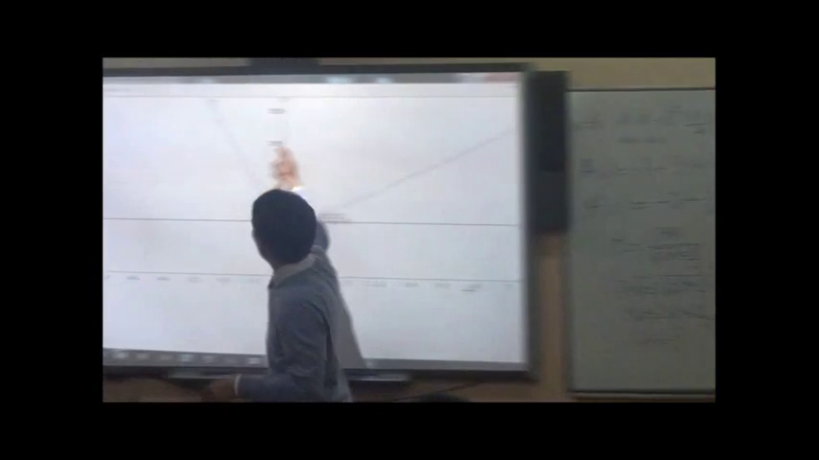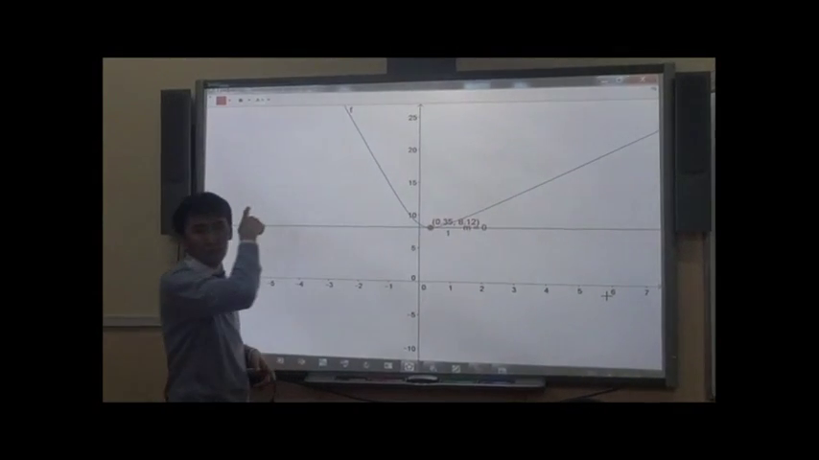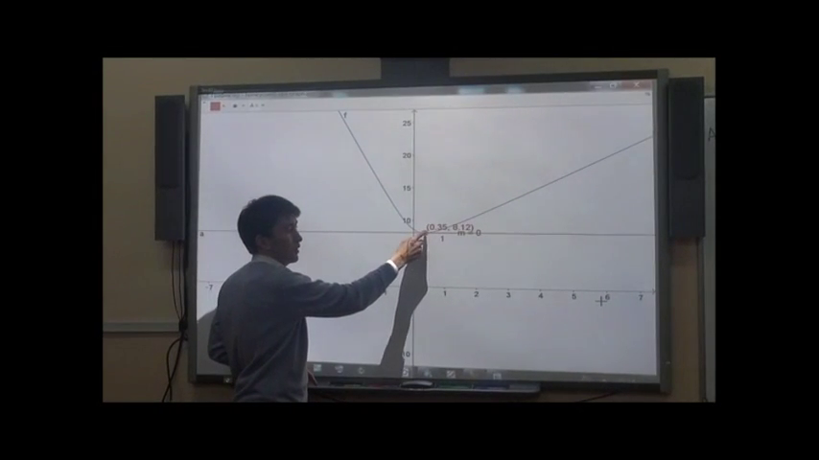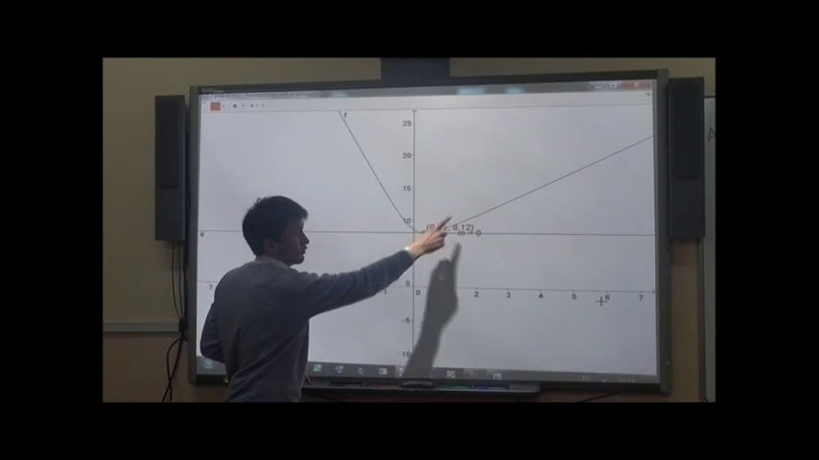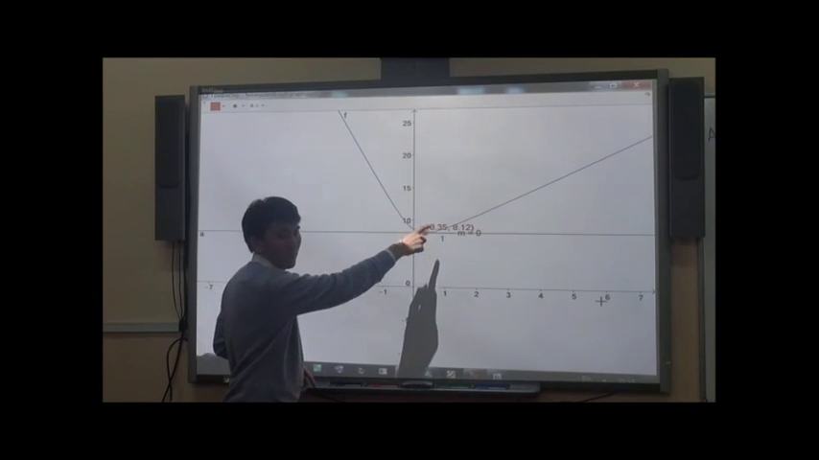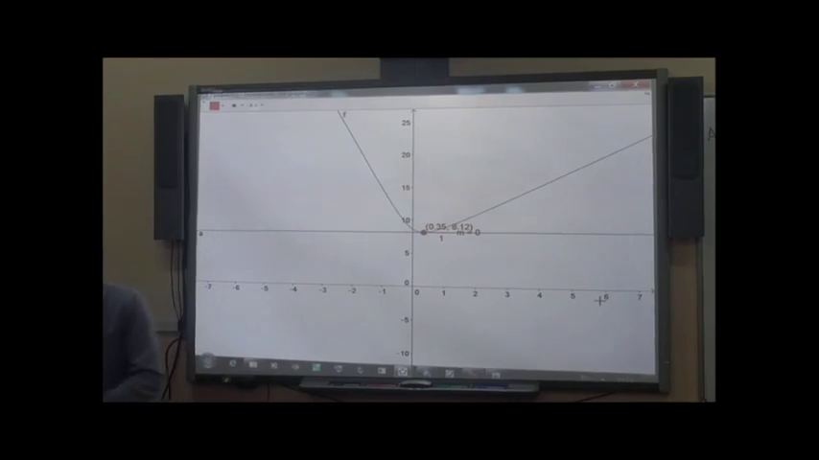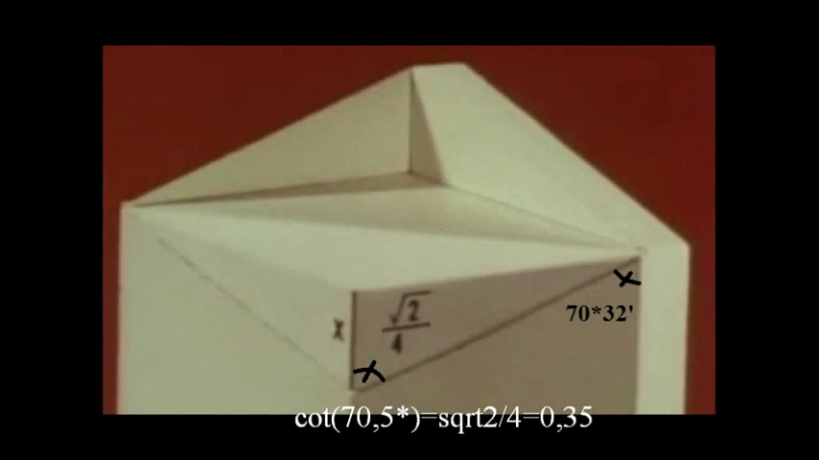As you see here on the graph, this is the graph of our function. Its minimum point on this graph is 0.35. Okay, guys. Now look at here.